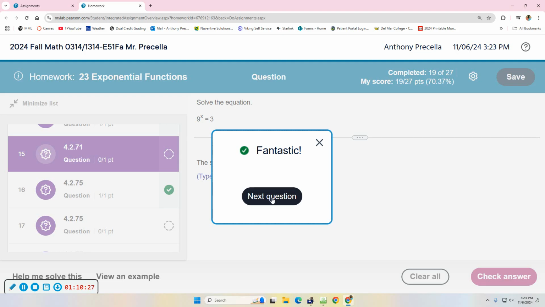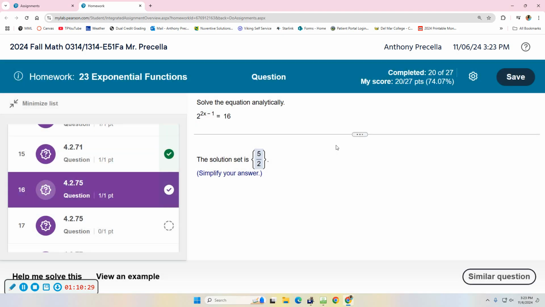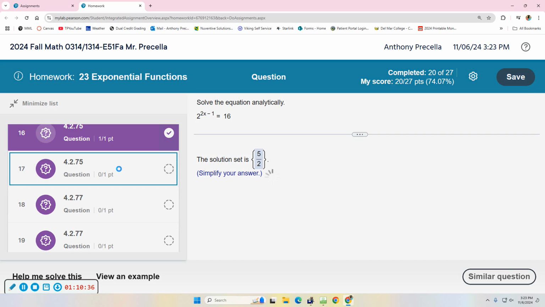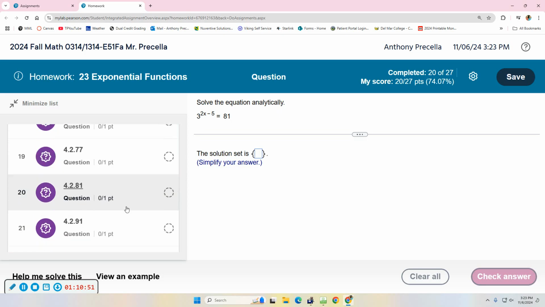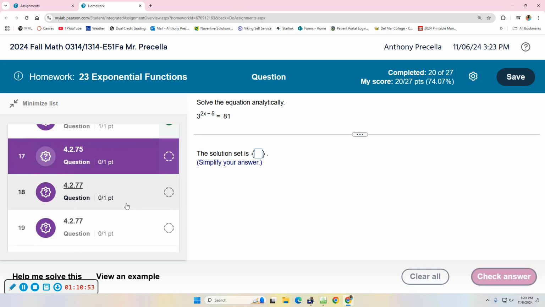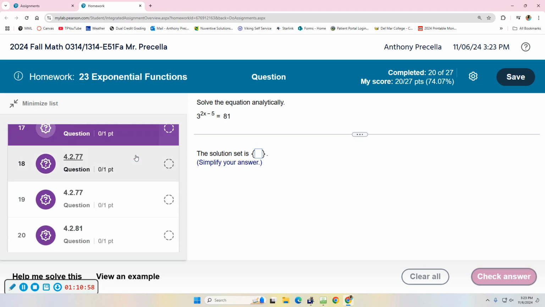Let's see, we've done this one. Gosh, I hate this. There's not the little arrow to move on. Okay, there. Okay.